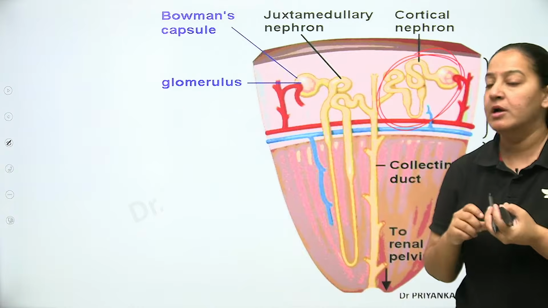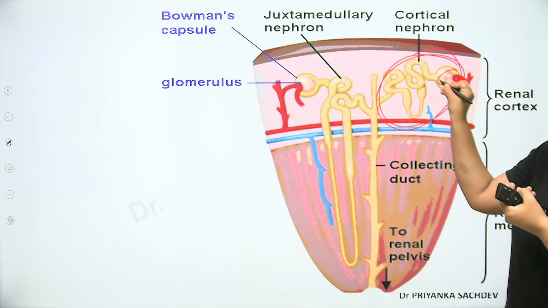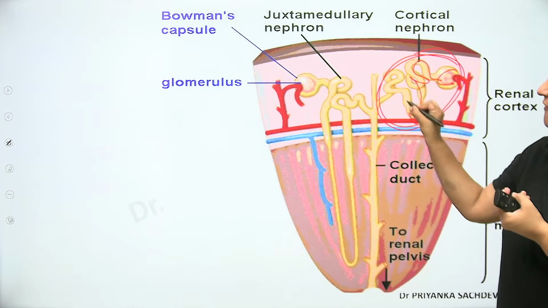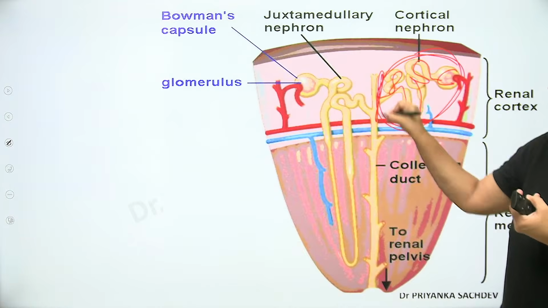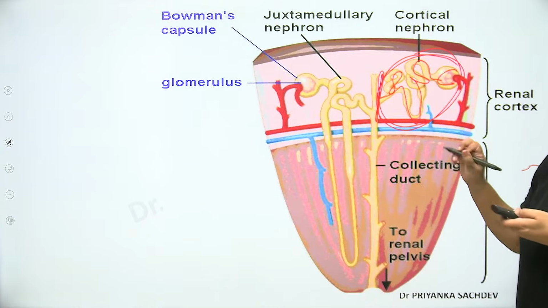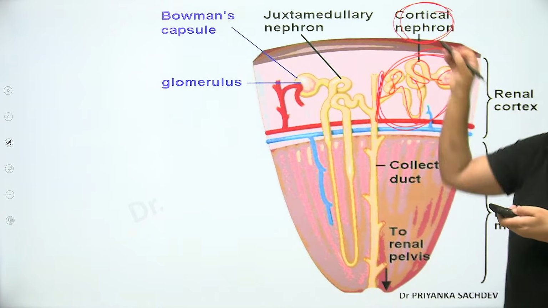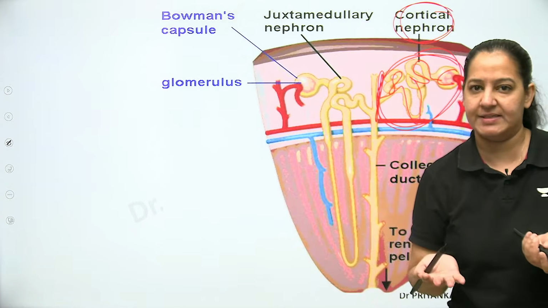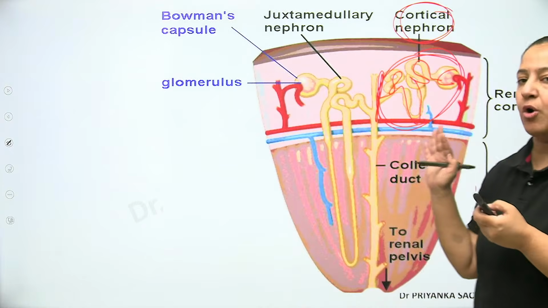Can you appreciate this nephron? So you can see this is the glomerulus, this is PCT, this is loop of Henle, this is DCT, this is collecting duct. All the 5 portions of the nephron are inside the cortex only. Such nephrons are known as cortical nephrons because the complete nephron is present inside the cortex, right? So such a nephron is known as cortical nephron.